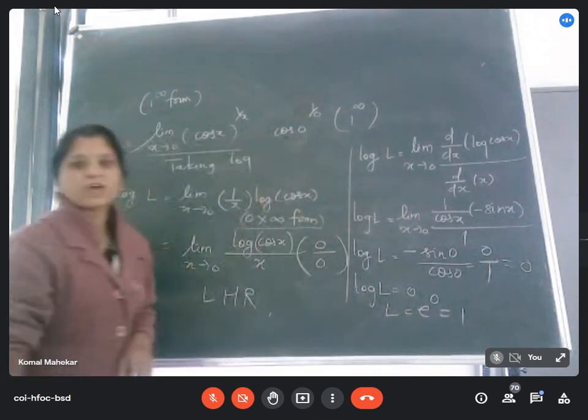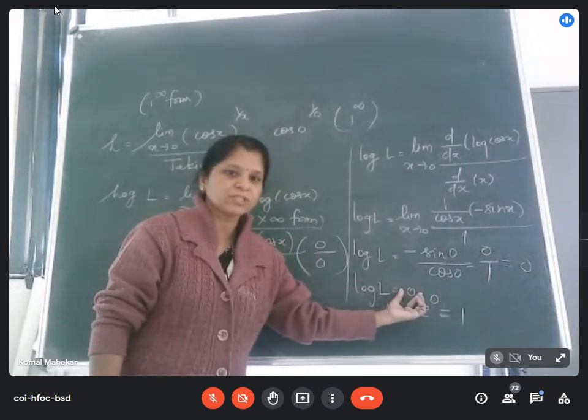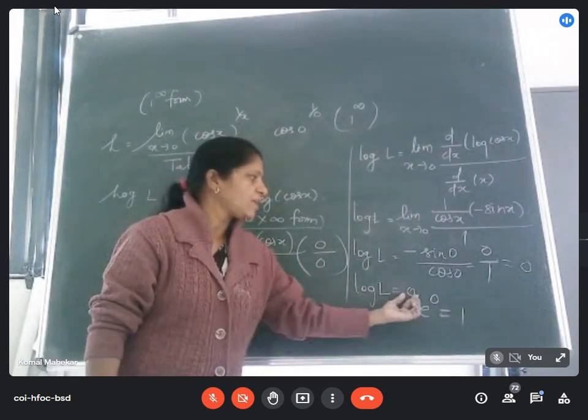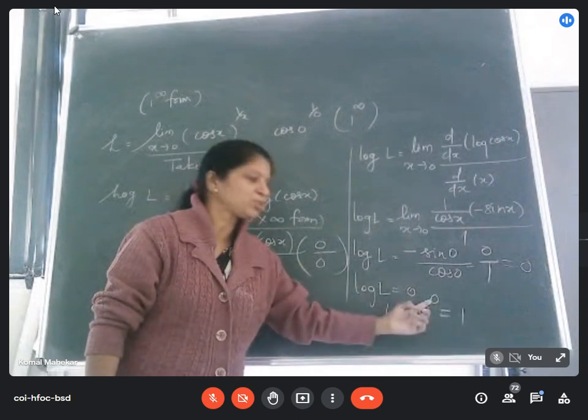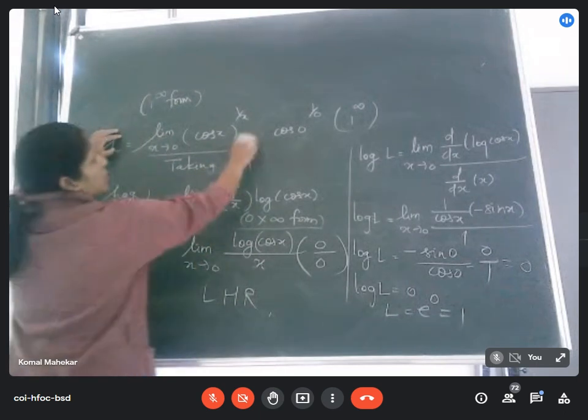that is 1. Okay. Right hand side value is b. b is equal to 0. So log of L is equal to b. So L will be e raised to b, e raised to 0 and that is 1. Okay. So answer of this problem is 1.